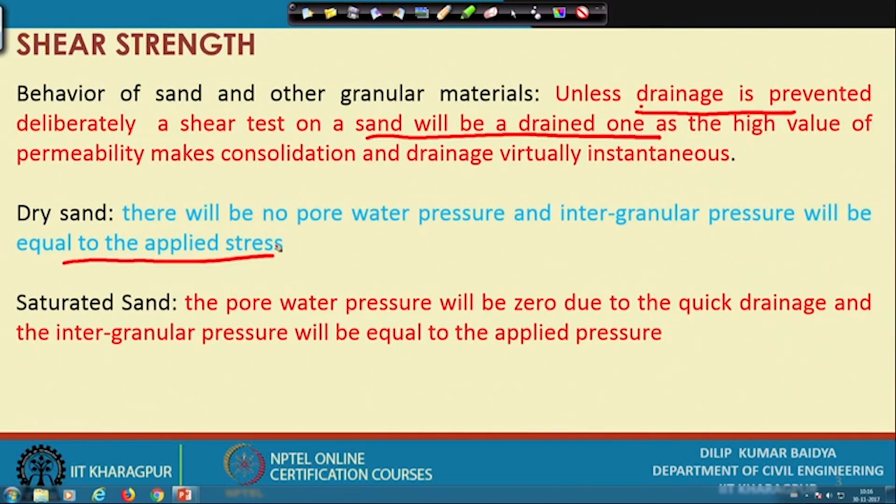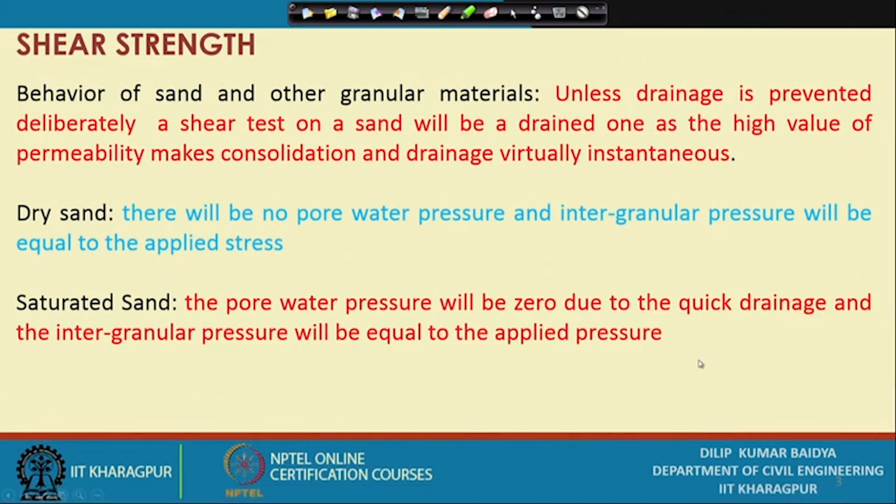And when it is saturated sand, the pore water pressure will be 0 due to quick drainage, if we do not prevent it from draining, and automatically the intergranular pressure will be equal to the applied pressure, because of the high permeability of the soil.